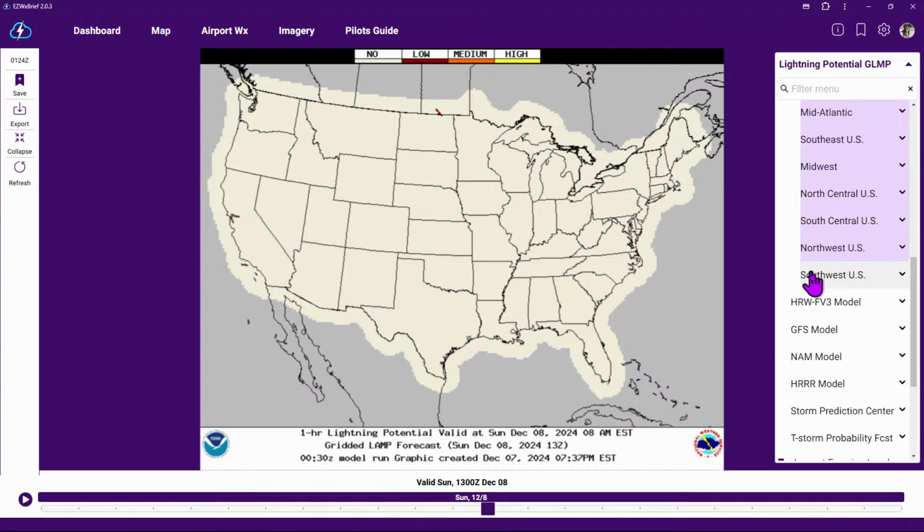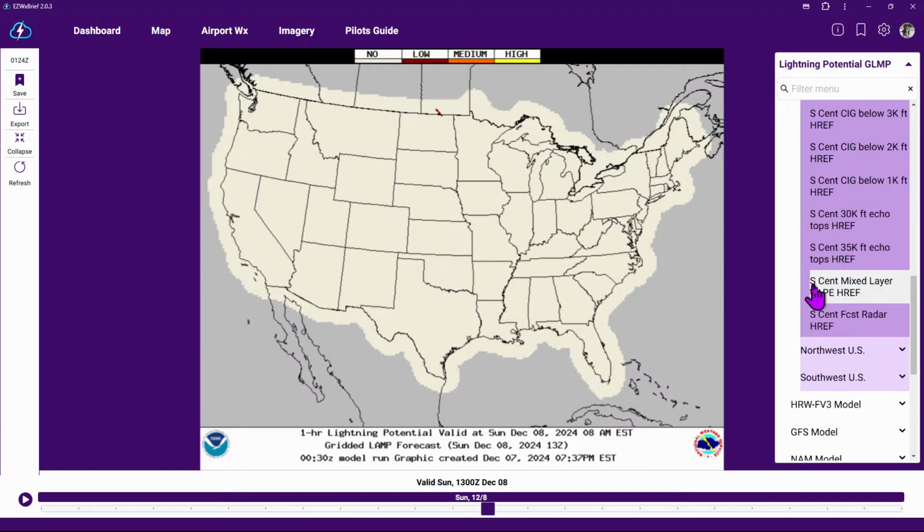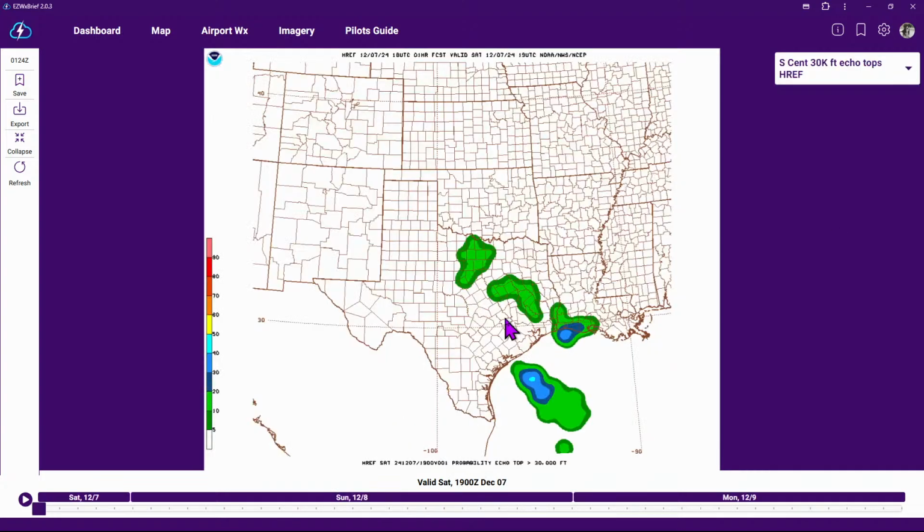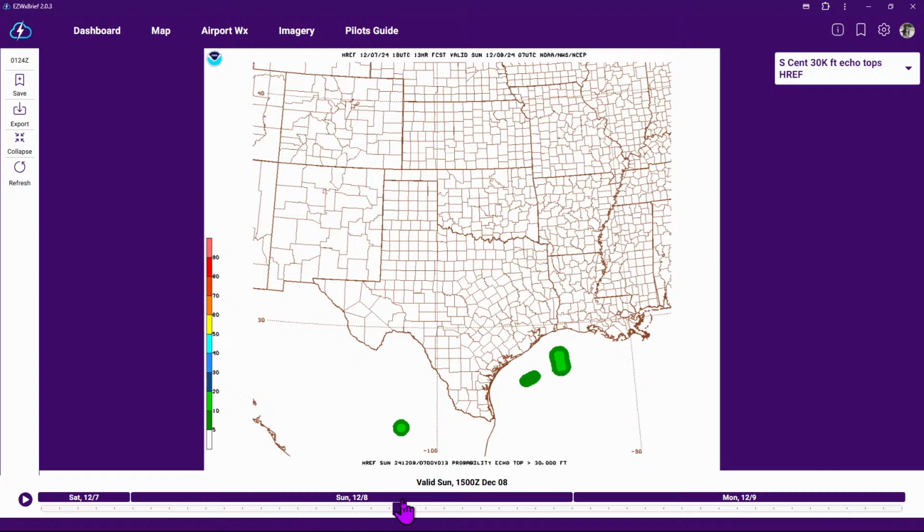If we look at the HREF model, and specifically I want to go down to the south central area, we're going to look at the ECOTOPS product, which is the ECOTOPS forecast for 30,000 feet. And this is a probabilistic forecast. You can see that the tops of the precipitation core are in the green area, which means there's a really low probability. And that's another reason why we're probably not seeing much lightning in this particular system.